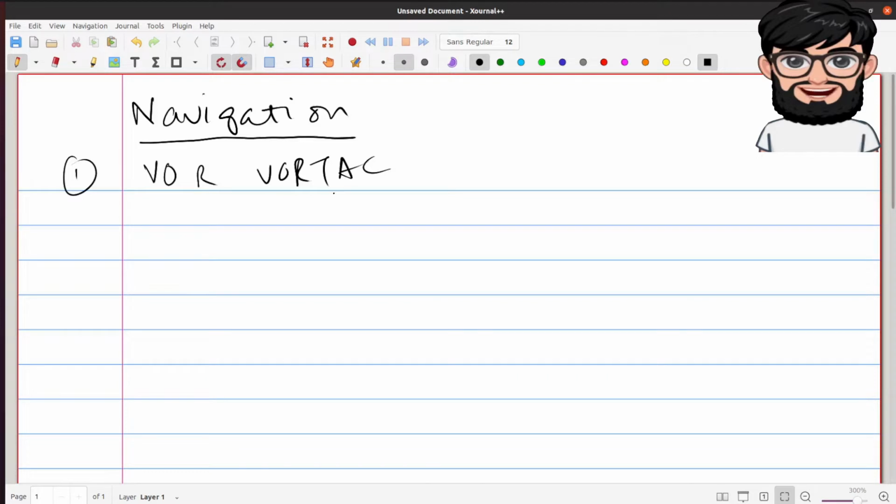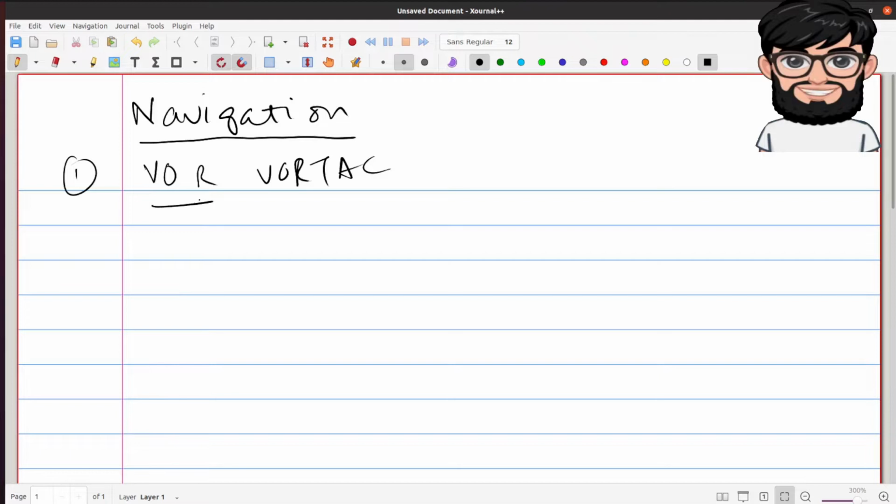What are they? So the VORs are very high frequency radio stations that project radials in all directions, like in 360 degrees. You can think of them as spokes from the hub of a wheel. Each of these radials is denoted by its outgoing magnetic direction.